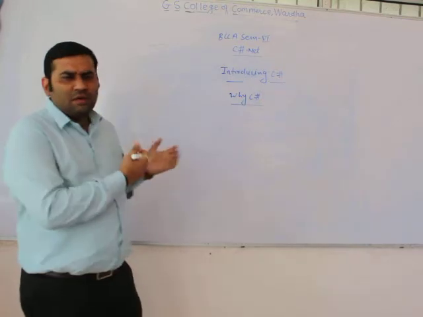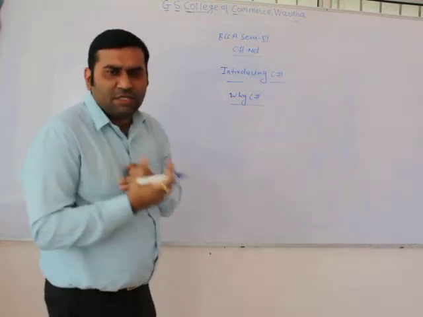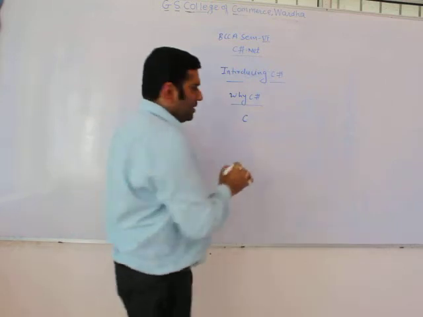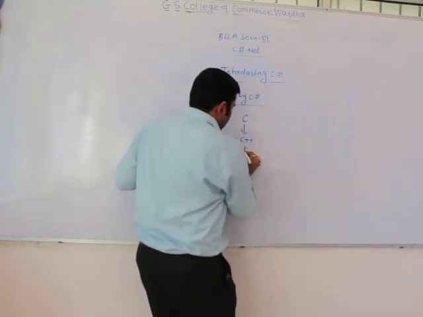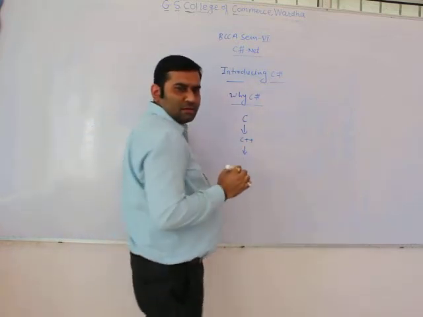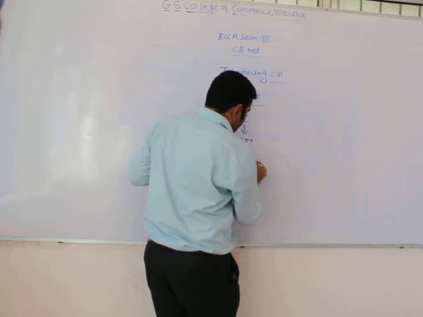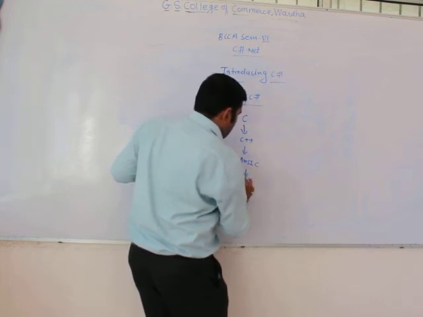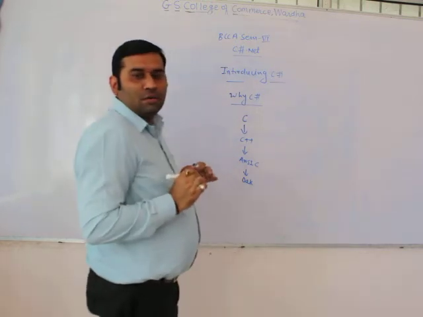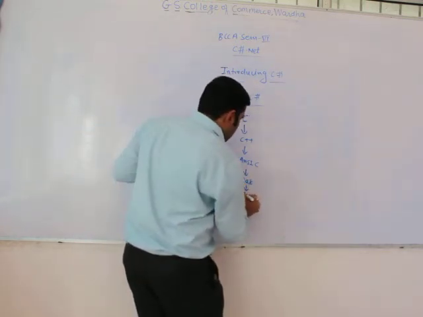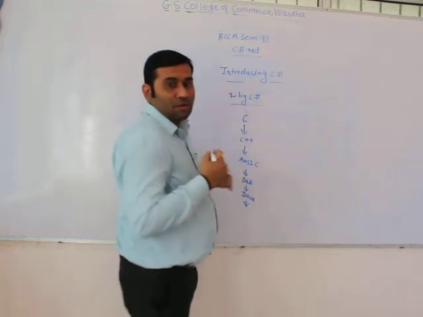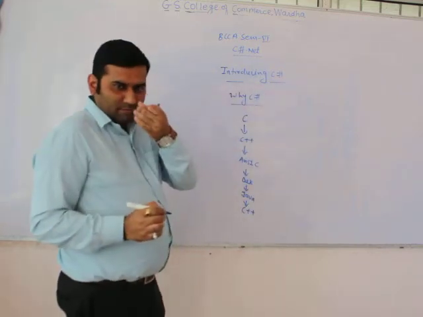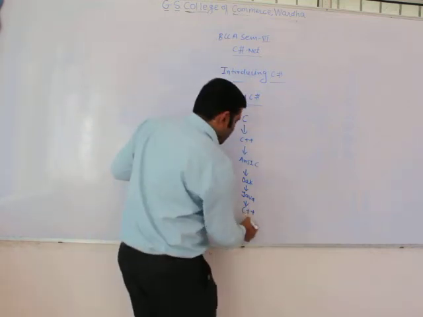For this reason, the evolution of C# firstly involved C, then C++, then ANSI C, then the Oak language, then Java, then C++, then C#.